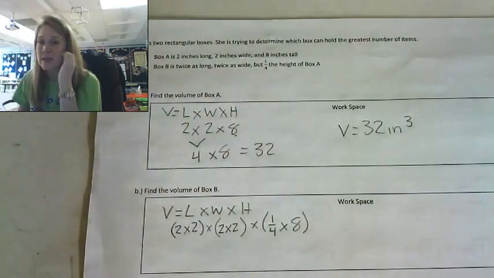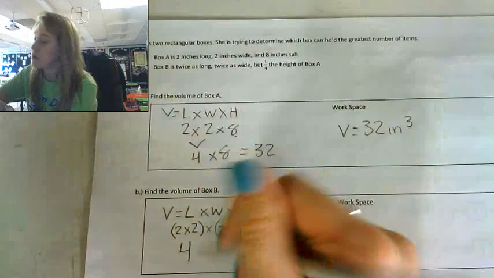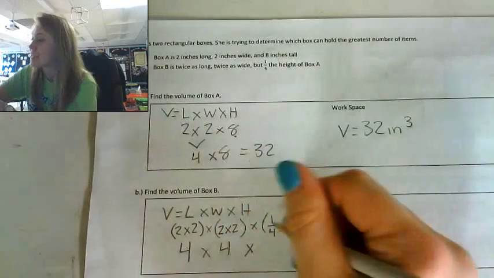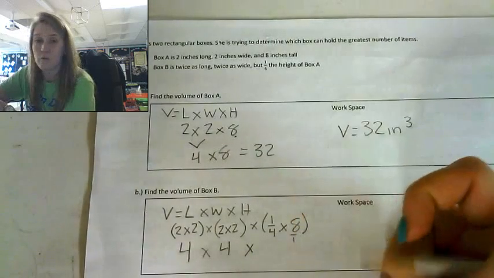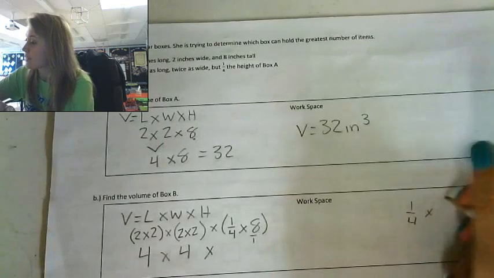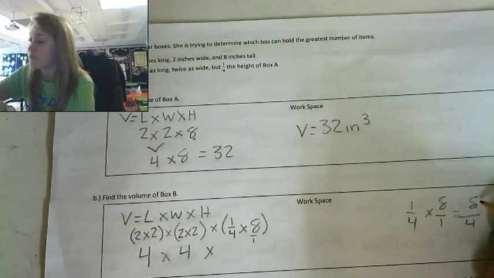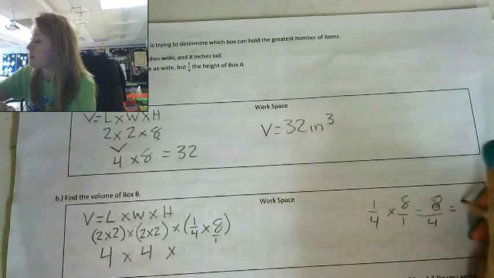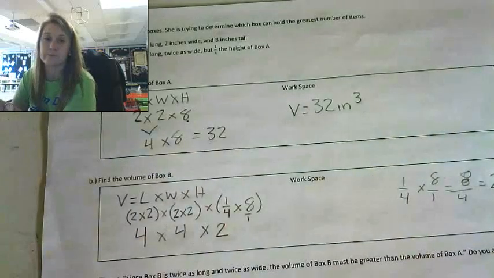So what does that mean? That means for box B, the length is 4, twice as long as 2. The width is 4, twice as long as 2. And the height is 1/4 of 8. Well, I can throw my 8 over 1, and that becomes 1/4 times 8 over 1. Multiply the top, gives me 8. Multiply the bottom, gives me 4. 8 over 4, 8 divided by 4. 8 divided by 4 is 2. So 1/4 of 8 is 2.